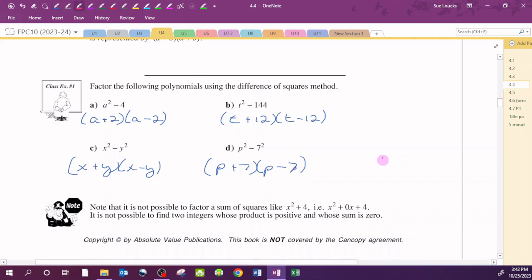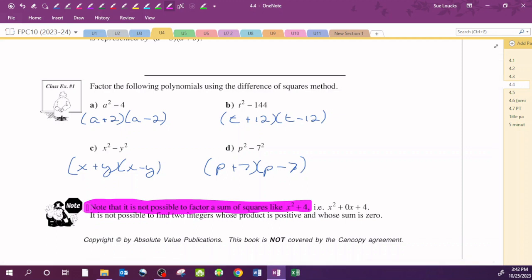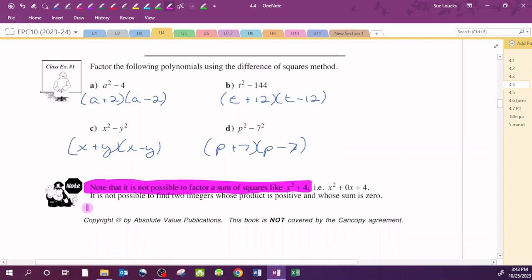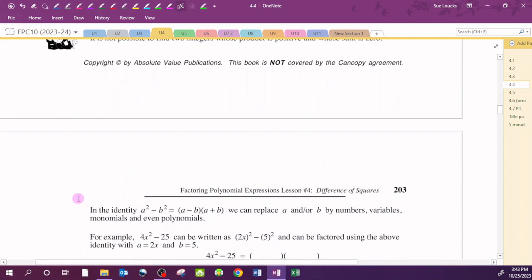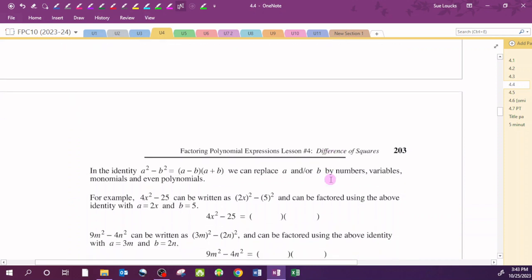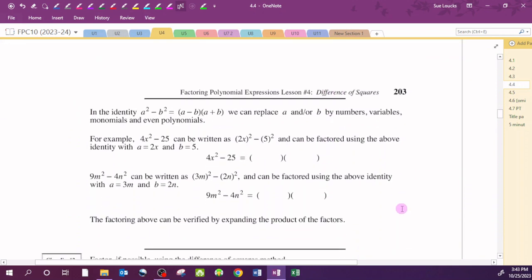Okay, very, very important. You cannot do this with a sum of squares. If it's got a plus in the middle of it, you cannot do this because those middle terms don't cancel out. You can't find two integers who have a product that's positive and a sum of 0. Okay, doesn't exist.